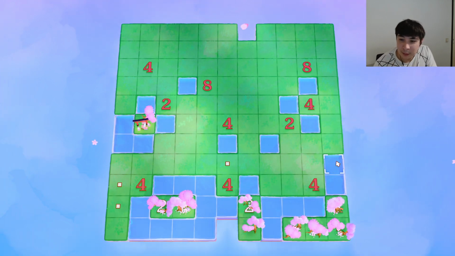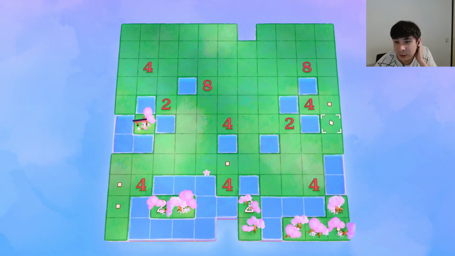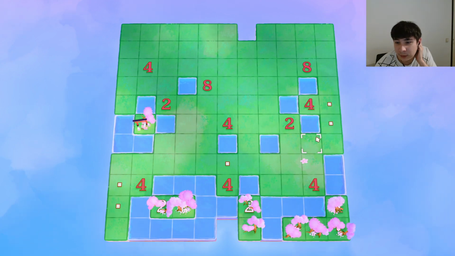This bit of water goes up, 1 up. This 4 goes to the right. It definitely goes 1 down because it can't go 2 up. So this bit of water goes 1 down.